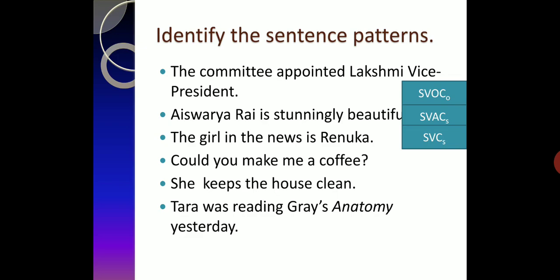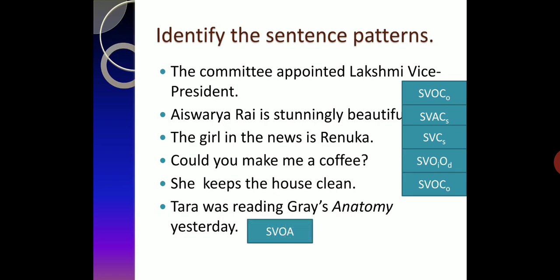Could you make me a coffee? This is a question pattern, and your sentence pattern should look like subject, verb, indirect object, direct object. She keeps the house clean has a sentence pattern: subject, verb, object, and an object complement. Tara was reading Grey's Anatomy yesterday. Even if you remove yesterday, the sentence will still look complete. Grey's Anatomy is the object. So, because yesterday has come in as extra information, we can call it an adjunct.